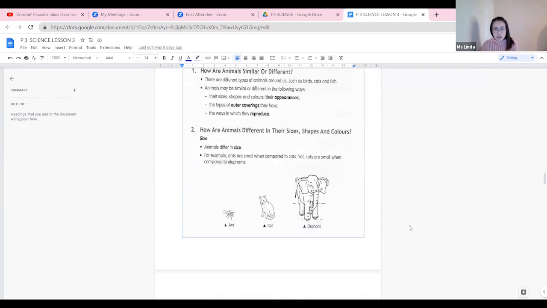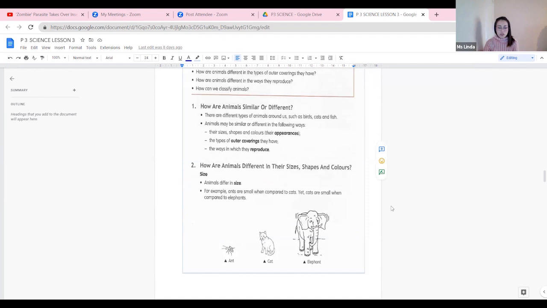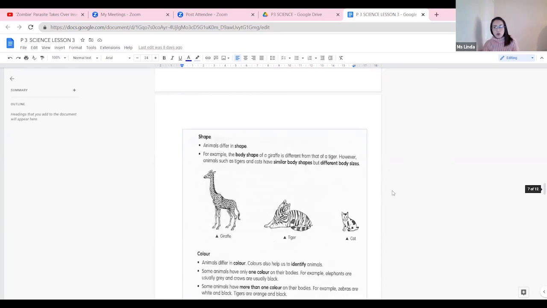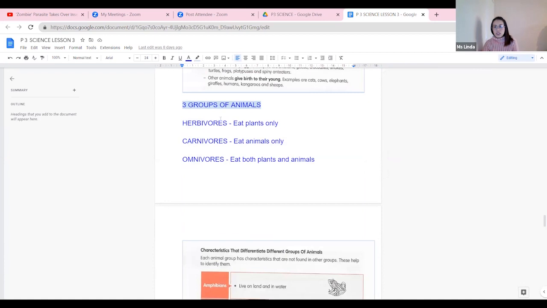Okay, so back to animals. We have many different categories of animals, but of course the main thing, if you divide them by the diet that they eat, there are 3 different types: herbivores that eat plants only. You have your carnivores that eat animals only, and of course your omnivores that eat both plants and animals. These are based on the diet if you want to categorize them.